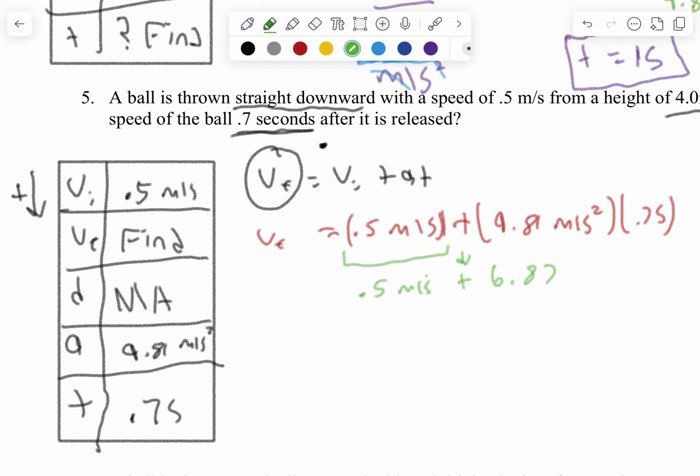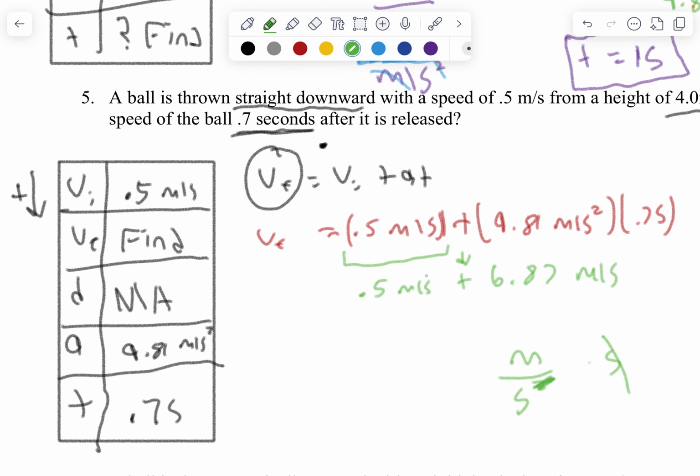Well, like before, we're doing meters per second squared times seconds. And so the seconds cancels out with the squared here, and we get meters per second. That should make sense since we're solving for final velocity, and velocity is in meters per second, right? So that's why we're getting meters per second. And so then what's 0.5 plus 6.87? That is 7.37 meters per second. Great, that's your answer.